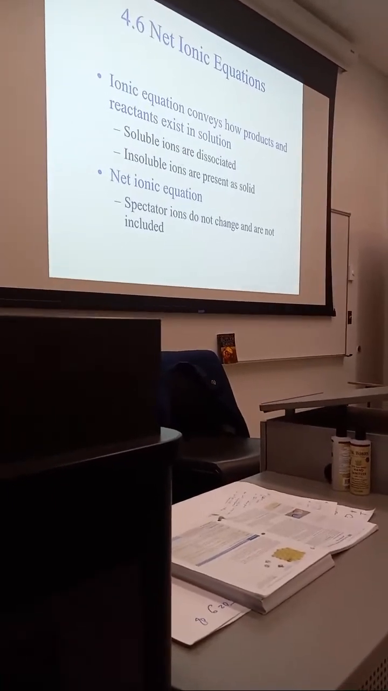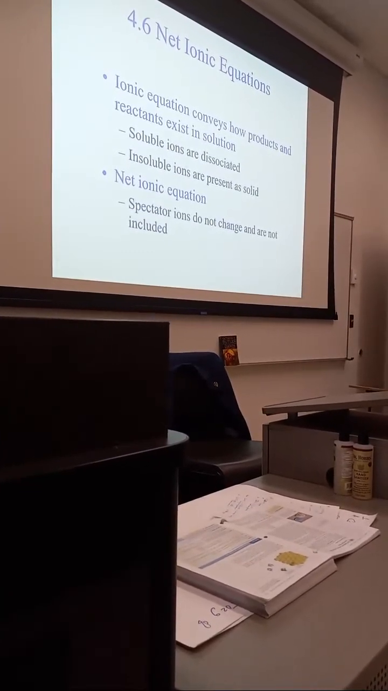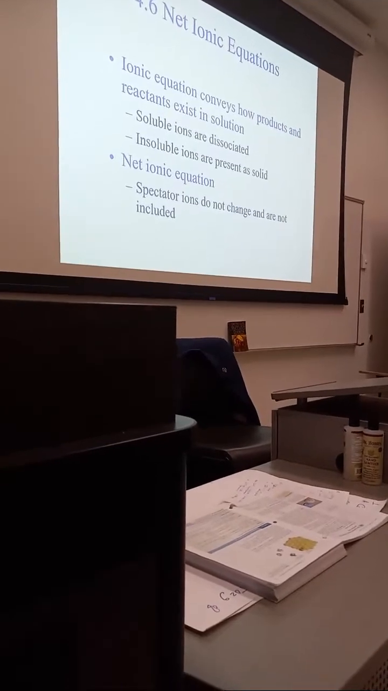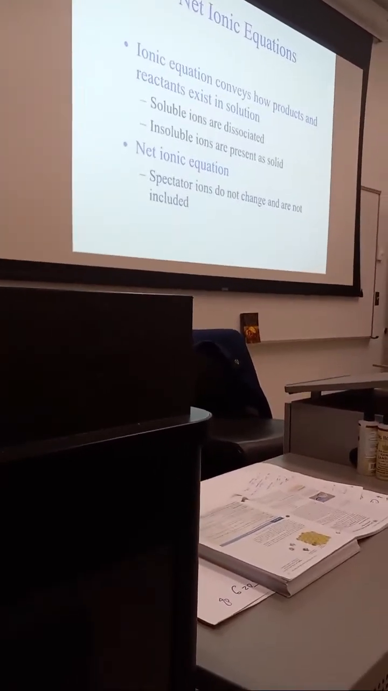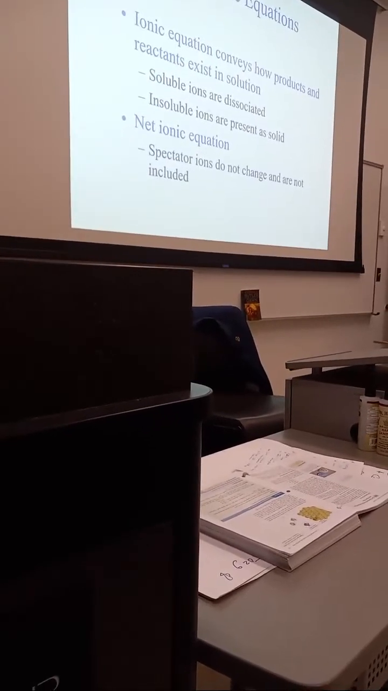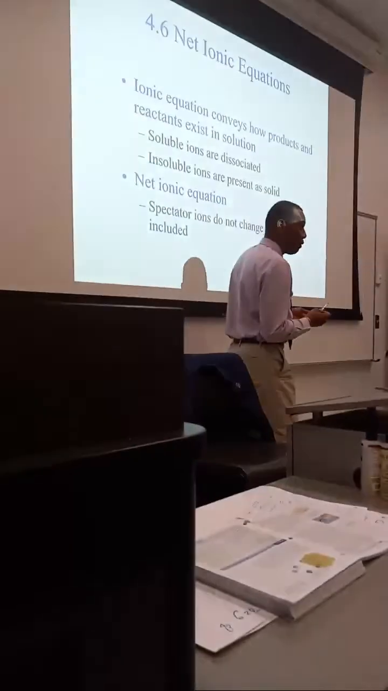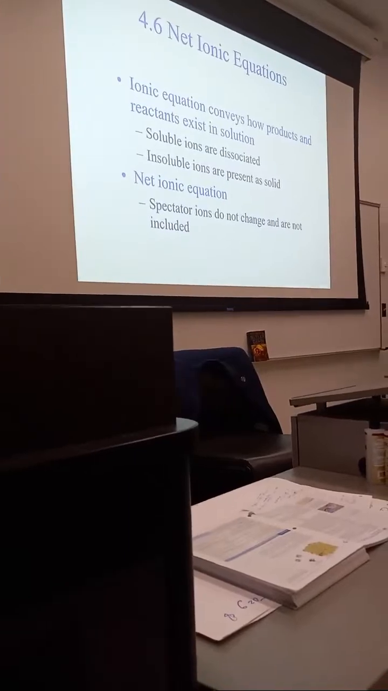So my net ionic equation is going to be my silver, Ag plus, aqueous, plus my chlorine, that goes to give me my AgCl solid. This is the core reaction. When I don't do all this fancy stuff, these are the only things that are reacting to bring about the product that I get out of this reaction.